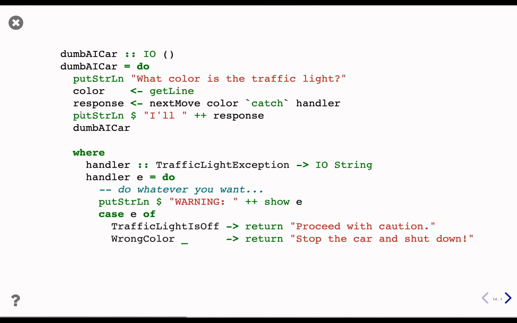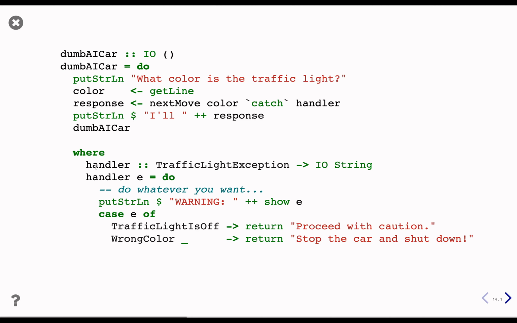The first part of the action is the same as before. We ask for a traffic light, we get the color, we get a response, print the next step, and recursively run the same function. But the key difference is that the next move color now has a catch and a handler. The catch function takes the action we want to run, next move applied to color, and if everything goes well, just returns that result. And if this next move applied to color throws an exception, the catch function will provide it to the handler that should try to recover from it. So now we need to define this handler.